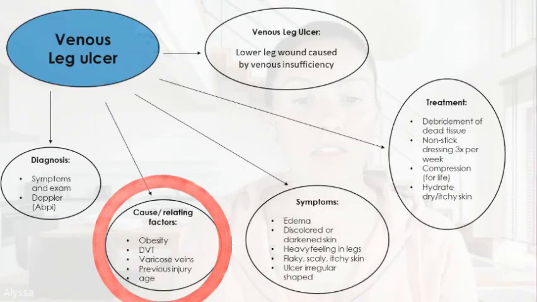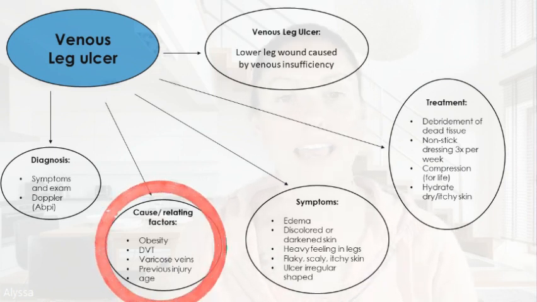So what is the cause or relating factors? What's really going to cause venous leg ulcers? So obesity, deep vein thrombosis, varicose veins, previous injury to the leg, and age can all be relating factors.